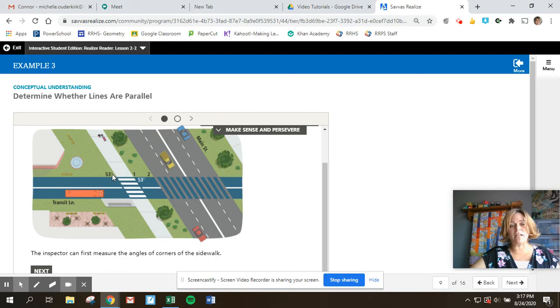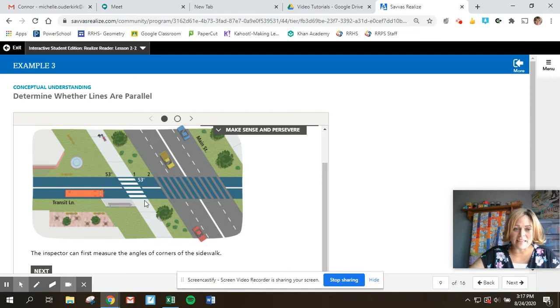So try to guess what angle 53 here and angle 53 here would be called. They're outside the parallel lines. They're across the vertex or across the transversal. Those are called alternate exterior, and they're congruent. It tells you they're congruent. So by the converse of alternate exterior, you can say these lines are parallel.